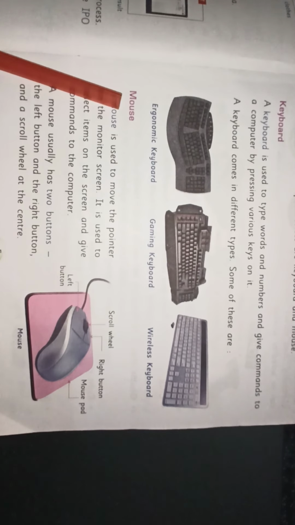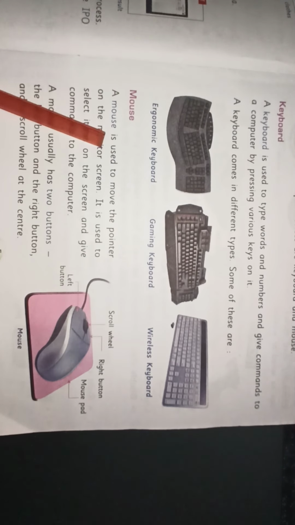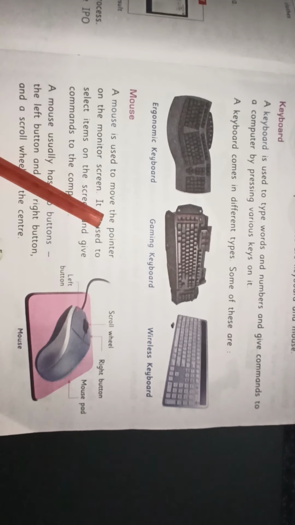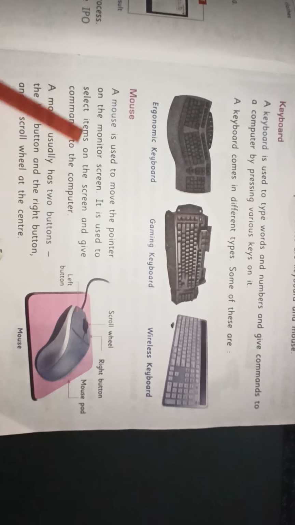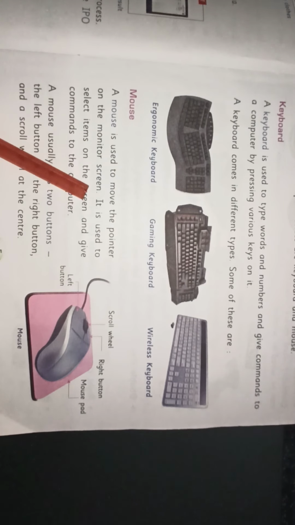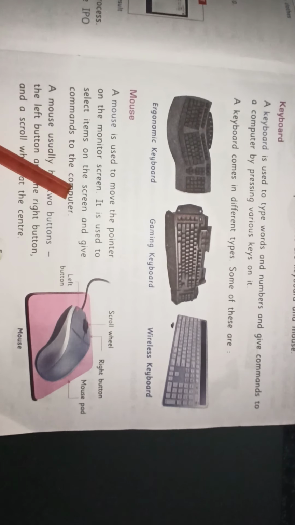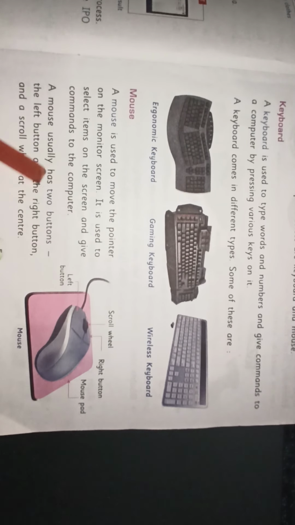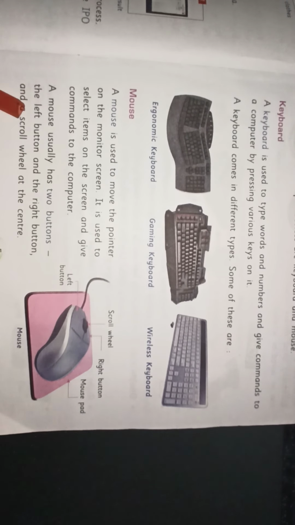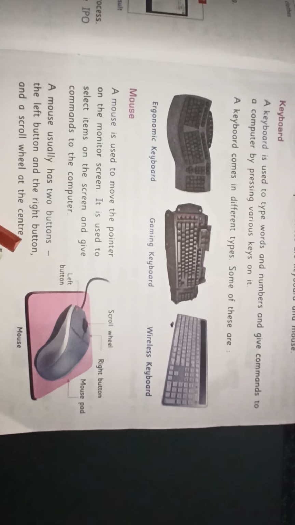Okay, so a mouse is used to move the pointer on the monitor screen. It is used to select items on the screen and give commands to the computer. A mouse usually has two buttons, the left button and the right button, and a scroll wheel at the center.